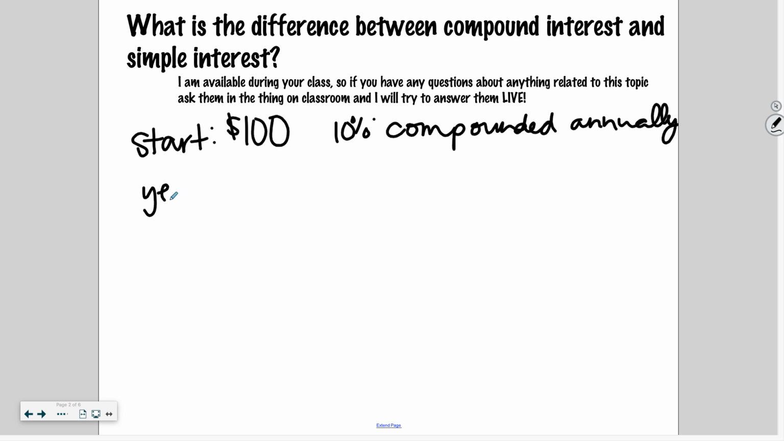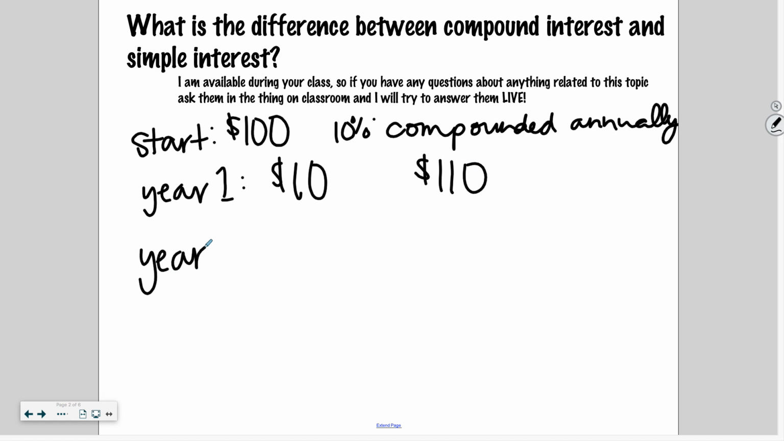So year one, I'll make $10, so I'll have 110. Year two, I'll make 10% of this number, so I'll make $11. So I'll have 121. Okay, so when interest is compounded annually, it's not off of the initial amount, it's off of what is there each time. Simple interest just takes the percent from the beginning and rides it out the whole time.